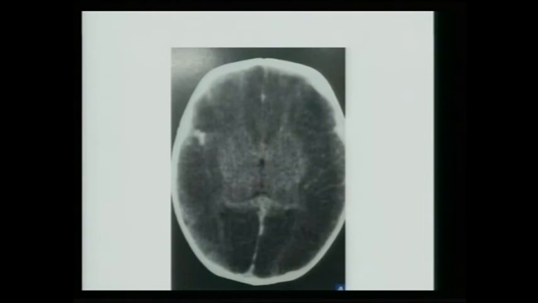This picture, computerized tomography of the head of a child who had non-accidental head injury. You see here a diffuse hypodense area of the brain due to hypoxia. So hypoxic ischemic injury with its sequelae.